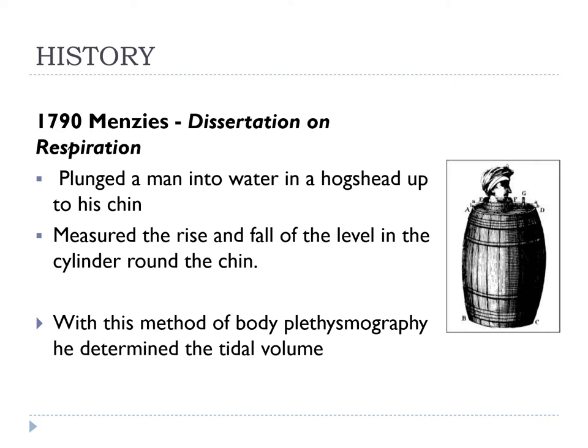Starting in the 1790s, Menzies plunged a man into water in a hawk-shaped tub up to his chin, and they measured the rise and fall of the water with each breath. With this type of body plethysmography, he determined the tidal volume. Basically, it is used to determine the lung volumes.